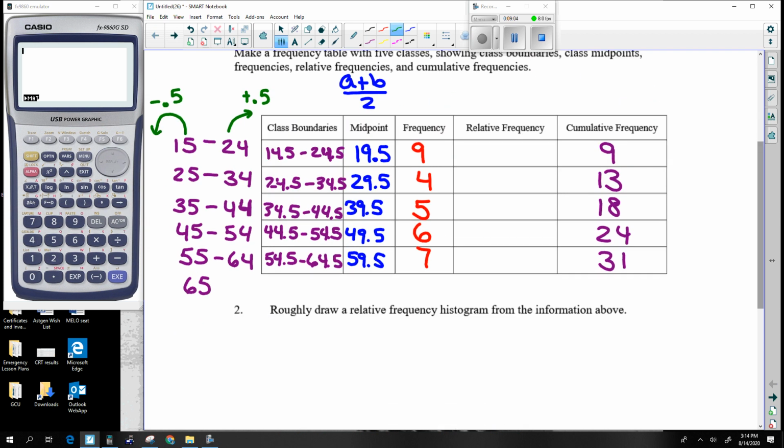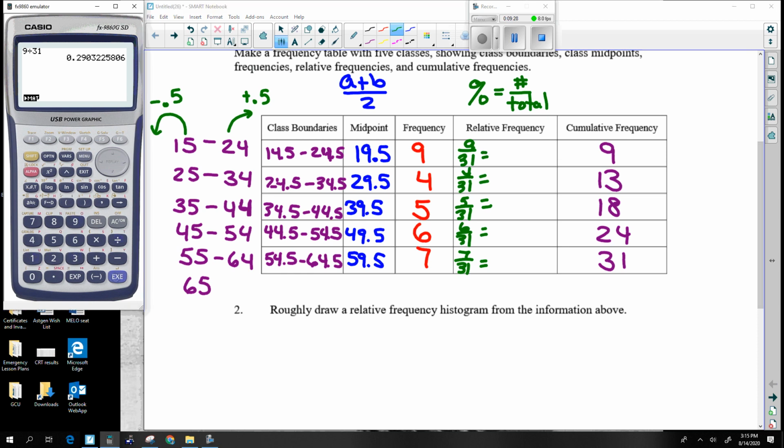Relative frequency is a percentage. So that's the individual number divided by the total. The individual frequency divided by the total frequency. So that would be 9 divided by 31, 4 divided by 31, 5 divided by 31, 6 divided by 31, and 7 divided by 31. I want the 4-digit decimal of these answers. So 9 by 31, 4 by 31, 5 out of 31, 6 out of 31. Take a pause right there, as my dog would say.